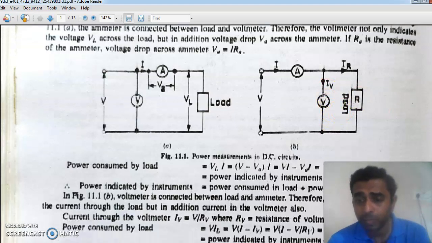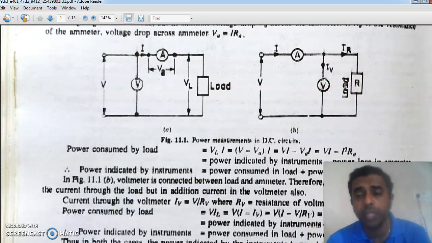So what's the difference? Whenever you connect measuring instruments, they will consume some power. Take the first case: the ammeter is very close to the load. VA is the very small voltage drop across the ammeter. The ammeter carries a current I, and VA is nothing but I into RA. So the power consumed by the load, VL into I, is equal to the total voltage V, measured by the voltmeter, minus VA, the drop across the ammeter, multiplied by I. If you open it, we get VI minus VA into I.